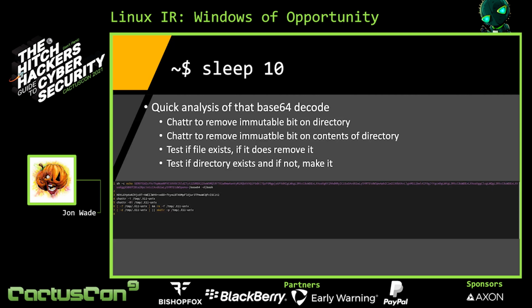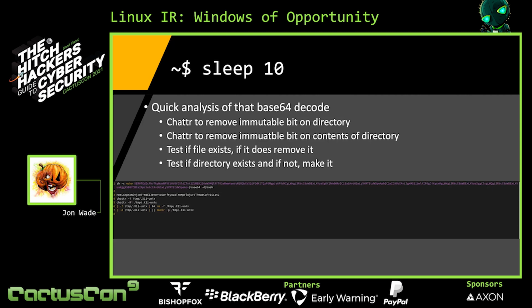Doesn't matter if you're root, doesn't matter what type of user permissions you have. If the immutable bit is set on a file or a directory, you can't do anything with it. You can't add to it, nothing. So it's pretty interesting here that our attackers are very specifically removing the immutable bit from that directory and then running a secondary command to remove the immutable bit from anything that might be inside the directory.